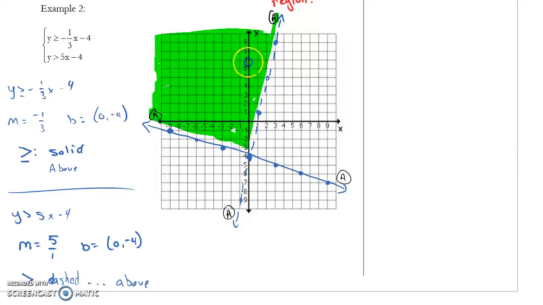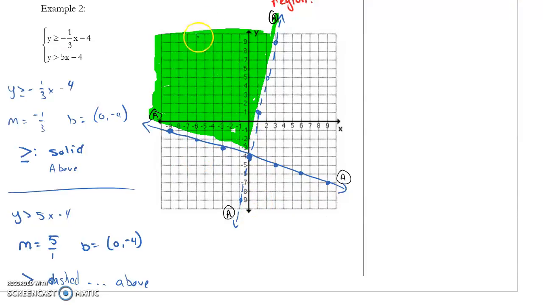In my other regions, I might have one but not both. Example, I shade above here, but I don't shade this side of that line. I can't shade that whole region. And I shade above here, but I'm not shading on this side of the line. I can't shade that region. In this region, I'm not shading anything. That's the only part that's a solution.